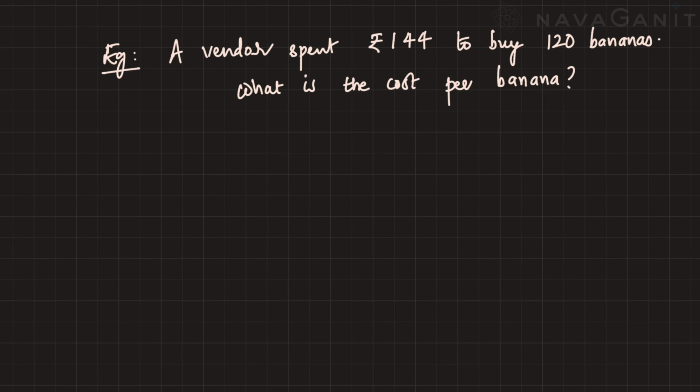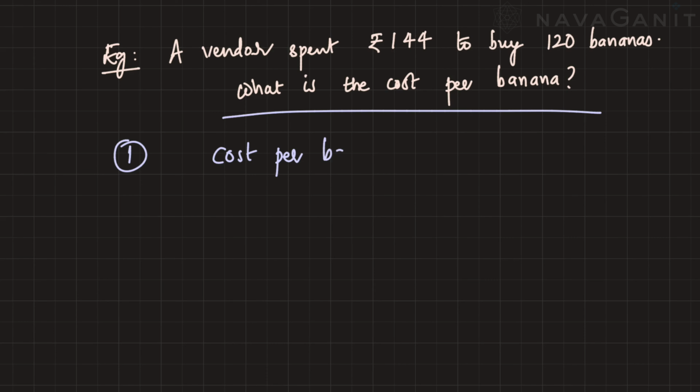Let us understand using another example. Say a vendor has spent rupees 144 to buy 120 bananas. Now we need to find out the cost per banana. In this case, the first step would be to write the total cost and quantity as a division problem. So cost per banana would be 144 upon 120, so total cost upon the total quantity.